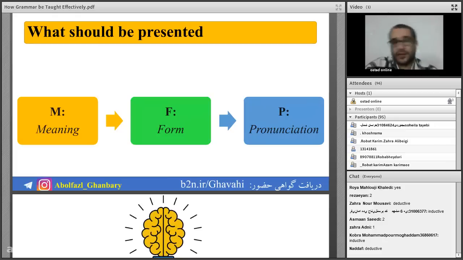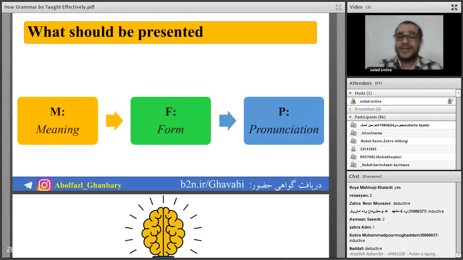In teaching vocabulary and again in teaching function, we follow MFP, meaning, form, and pronunciation. And we should follow this procedure. First, we should present meaning, then form, and then pronunciation. We should not start by form, then, I don't know, pronunciation, and then meaning. The first issue that should be presented in the classroom is meaning, then form, and then pronunciation.